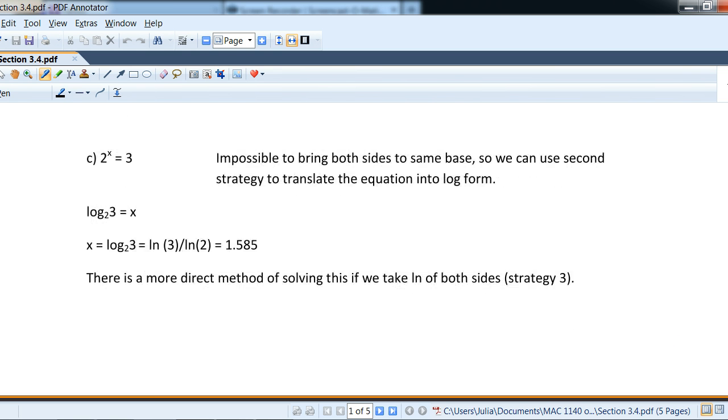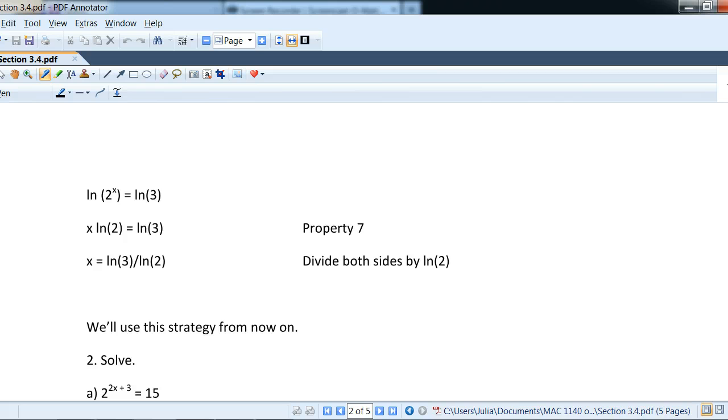And then there is a more direct approach where we can take a ln of both sides. Notice how we can put the x down. So x is ln of 3 over ln of 2. Now, let's take a look at this equation. 2 to the power of 2x plus 3 equals 15.